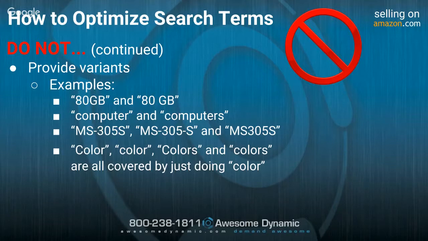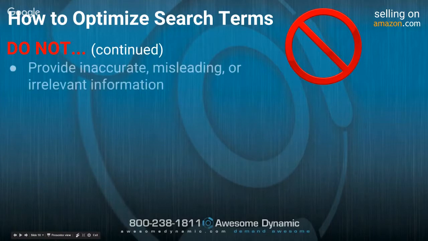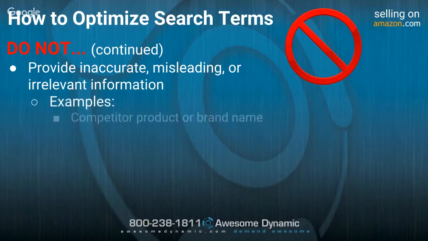All right, great. So the next part we are going to move on to is a pretty long section, but lots of great information. You need to make sure you do not provide any inaccurate, misleading, or irrelevant information. This is a relatively new policy change that Amazon made in terms of what you can and cannot do with your search terms. And we have a few examples of exactly what they mean with this.